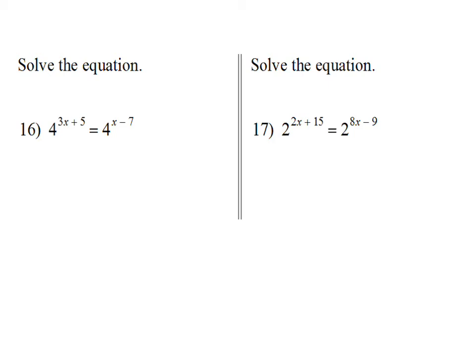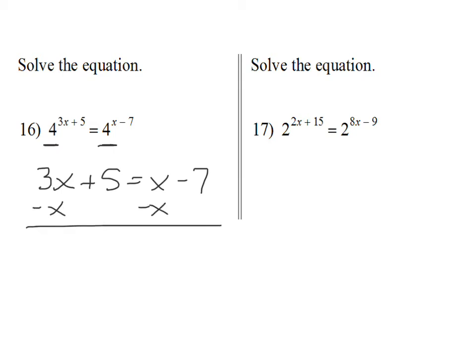Alright, not going to do both of these. I'll just do one of them. They're both the same type. Remember, we're dealing with exponential equations. If they have the same base, then that means the exponents have to be equal to each other. So we just set the exponents equal to each other, and then we solve this multi-step equation.